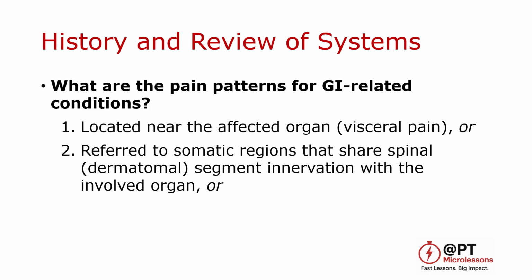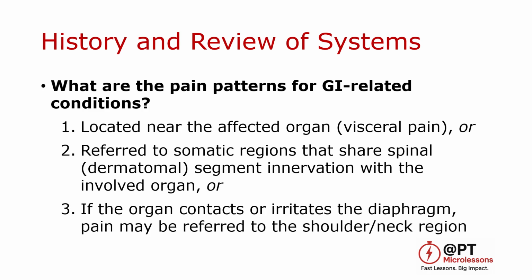For example, stomach pathology may refer to the thoracic spine. And third, if the organ irritates the diaphragm, pain can be referred to the shoulder region due to shared innervation via the phrenic nerve. Understanding these patterns helps you connect symptoms to the likely source.